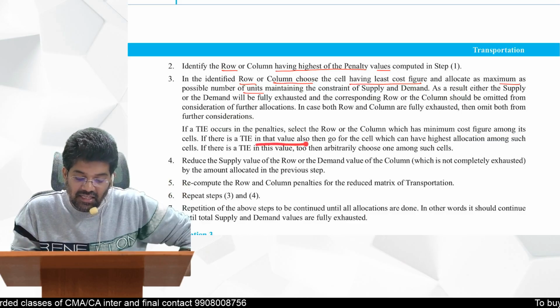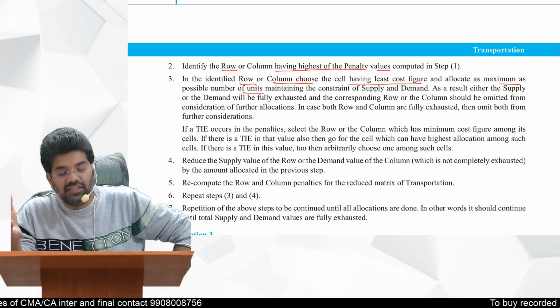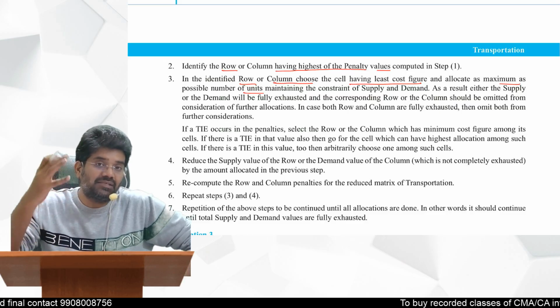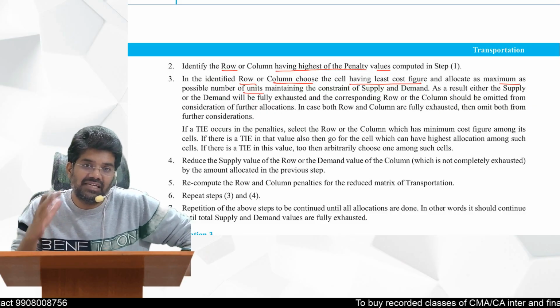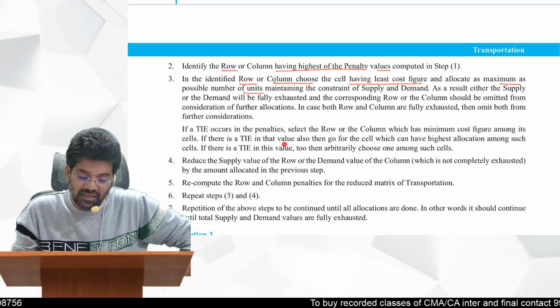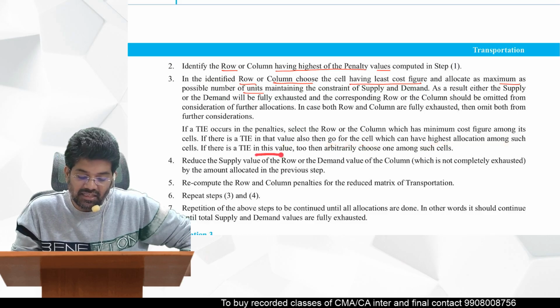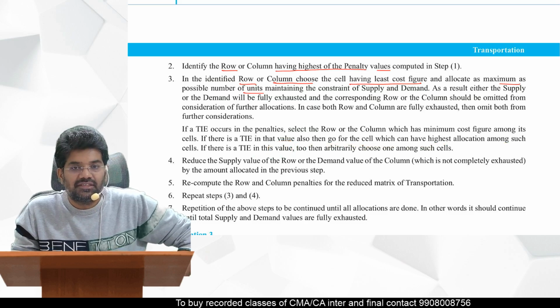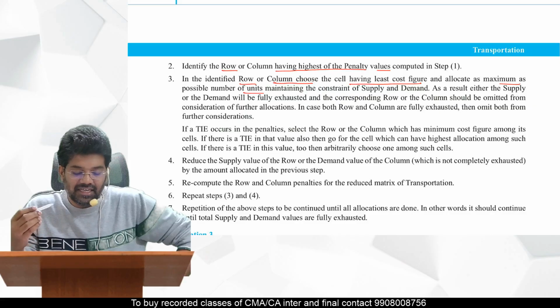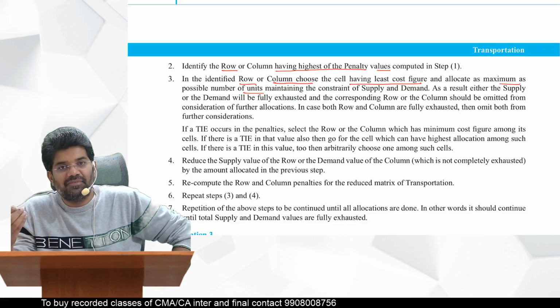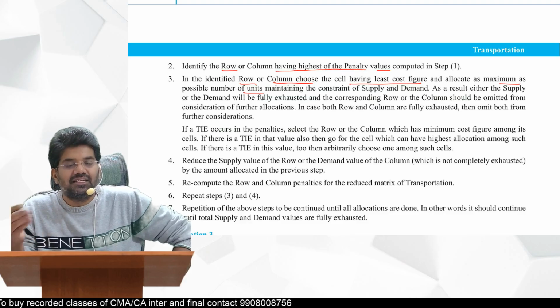If there is a tie in that value also, even in the least cost, then in whichever cell the maximum quantity can be allocated, that cell you should prefer. Go for the cell which has the highest allocation among such cells. If there is a tie in this value also, if the maximum quantity is the same, then you can do an arbitrary selection.